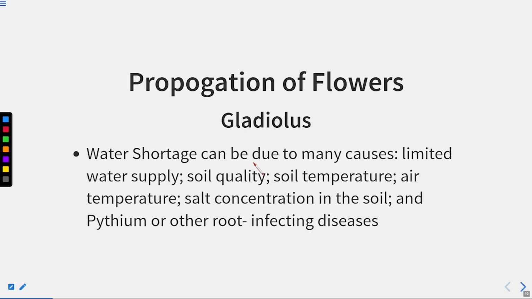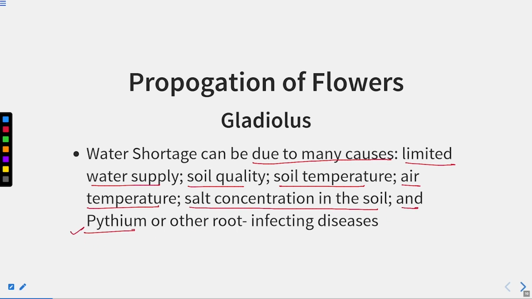Water shortage can be due to many causes: limited water supply, soil quality, soil temperature, air temperature, salt concentration in the soil, and pythium, which is a fungus, or other root infecting diseases. So water shortage can occur due to many reasons for this particular plant.